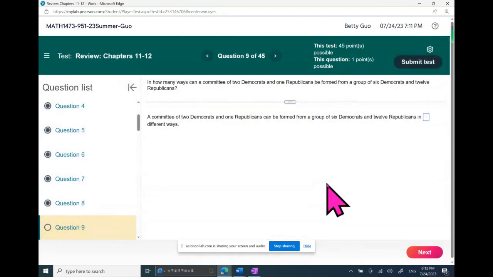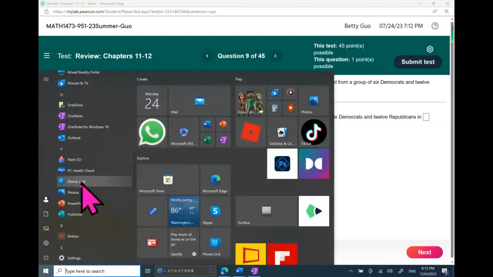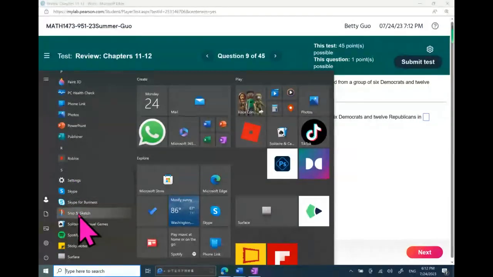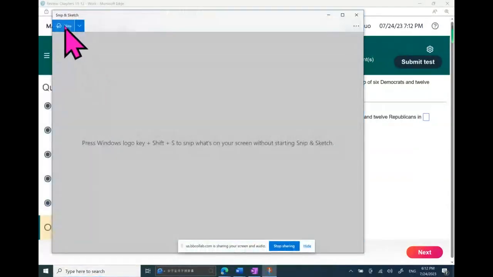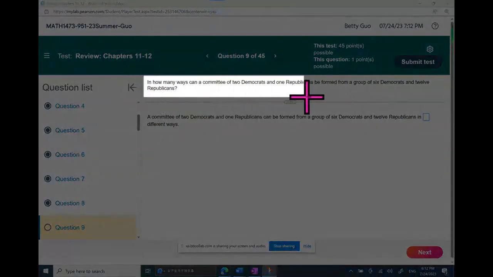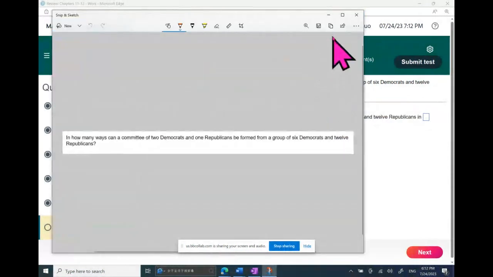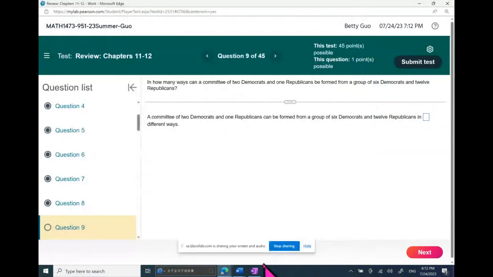Next question. Number 9. In how many ways can a committee of 2 Democrats and 1 Republican be formed from a group of 6 Democrats and 12 Republicans? Let me copy paste this question, and I'm going to explain by using the fundamental counting principle. The task in this problem is to form the committee, right? But in order to complete the task, we need to follow 2 steps.